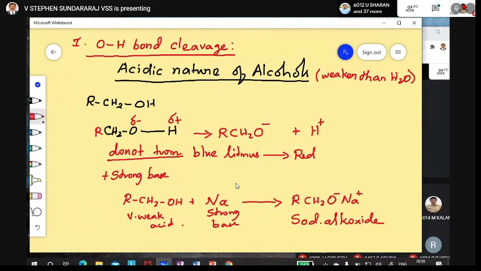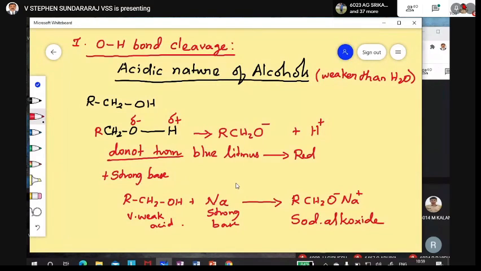Less stable, so it will like to accept the proton to become stable. Base less stable means stronger base. The base being more stable means it is a weaker base. Then weaker base means stronger acid, and stronger base means weaker acid. Just keep this link in mind.